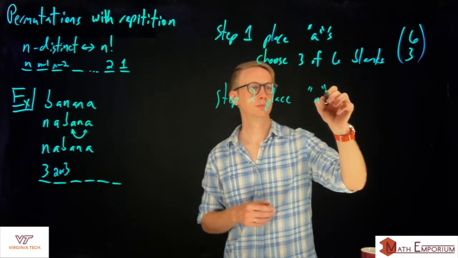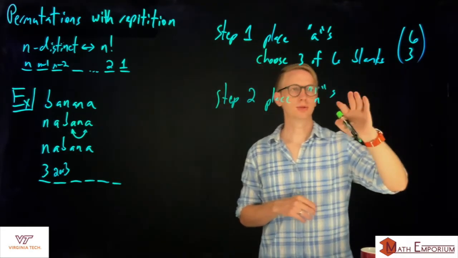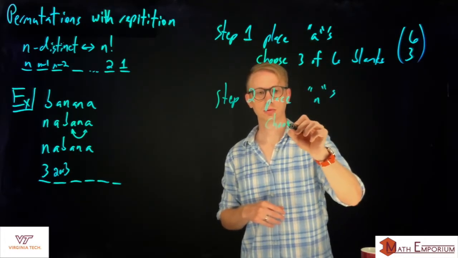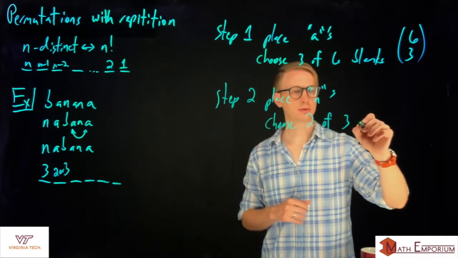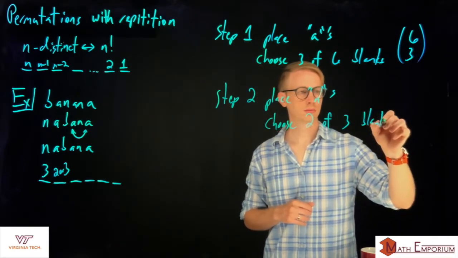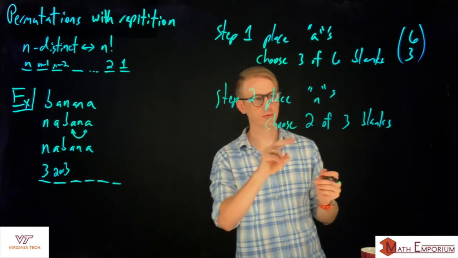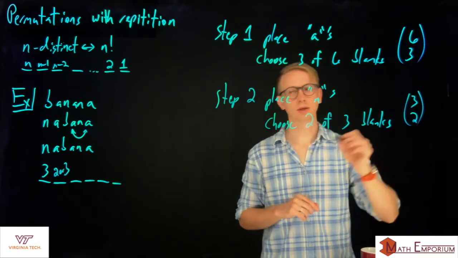There's 2 of them. And we've used 3 blanks. There's actually only 3 blanks left, so we need to choose 2 of the 3 remaining blanks. Okay, we're not sure which 3 are left, but there are 3 distinct blanks left, and we have to choose 2 of those 3 blanks. So 3 choose 2 ways of doing that.